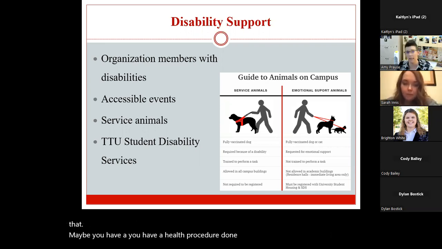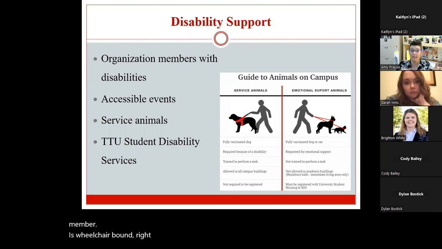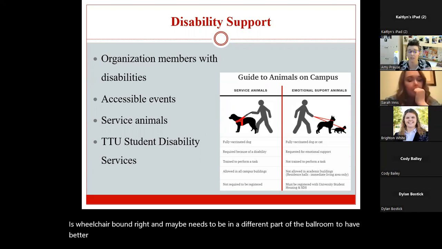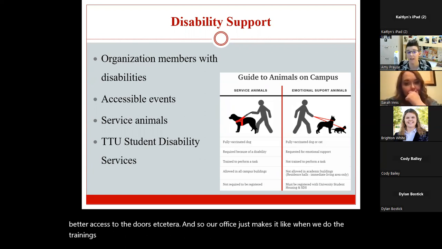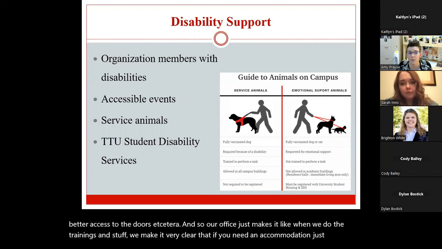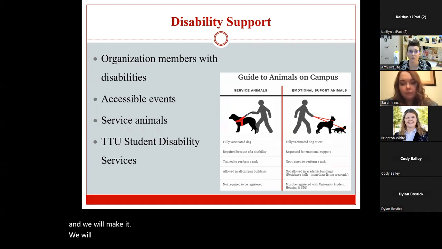Maybe you had a broken leg, or a member is wheelchair bound, right? And maybe needs to be in a different part of the ballroom to have better access to the doors, et cetera. And so our office just makes it very clear, when we do the trainings and stuff, that if you need an accommodation, just please ask us and we will make that accommodation come to life.